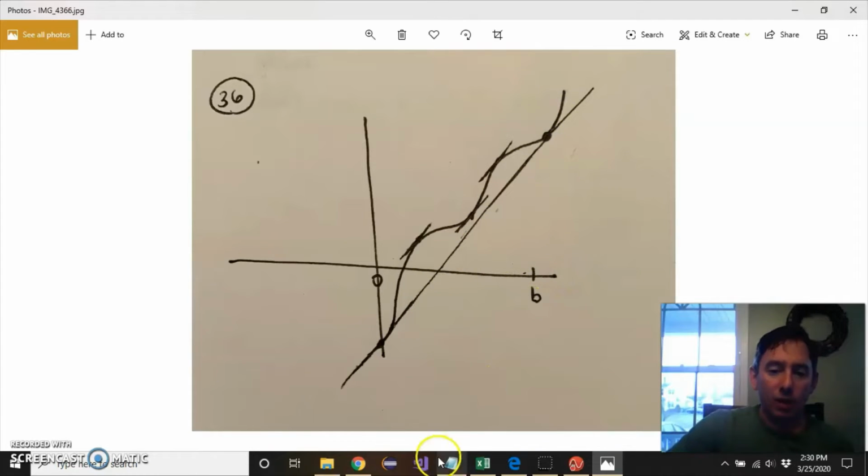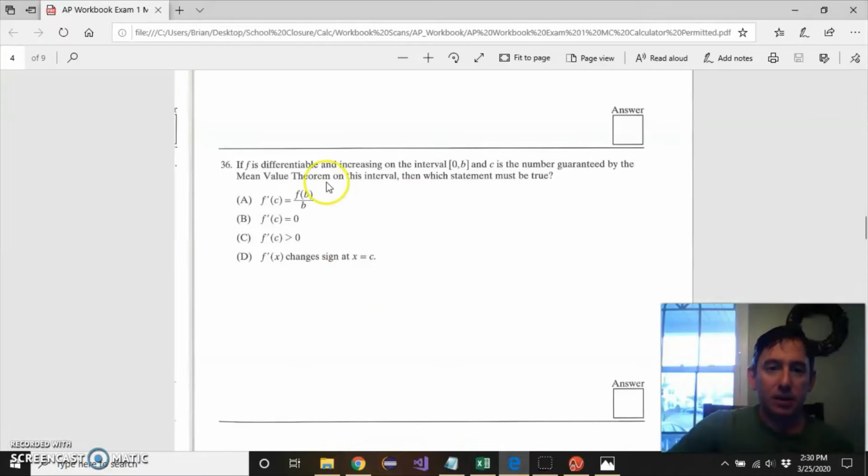So what are our options here? F prime of c equals f of b over b. No, that doesn't look like anything. I guess if it said something like f of b minus f of 0 over b minus 0, then that would make sense, but the way it's written, it doesn't make any sense. F prime of c equals 0.